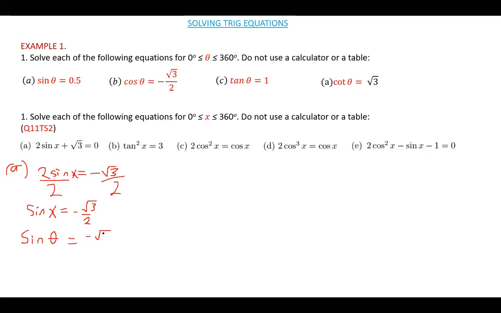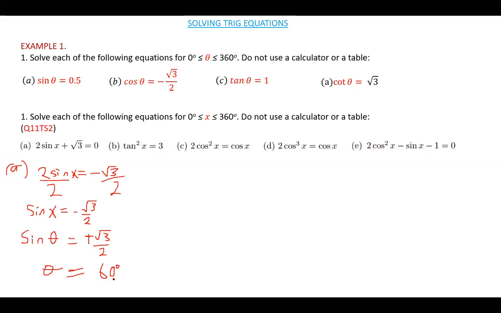So negative root 3 over 2. So now find, oh sorry, the positive. You now use the positive of what you've been given here. So your theta will now be equal to, sine inverse of that is 60. So sine inverse of that is 60 degrees.